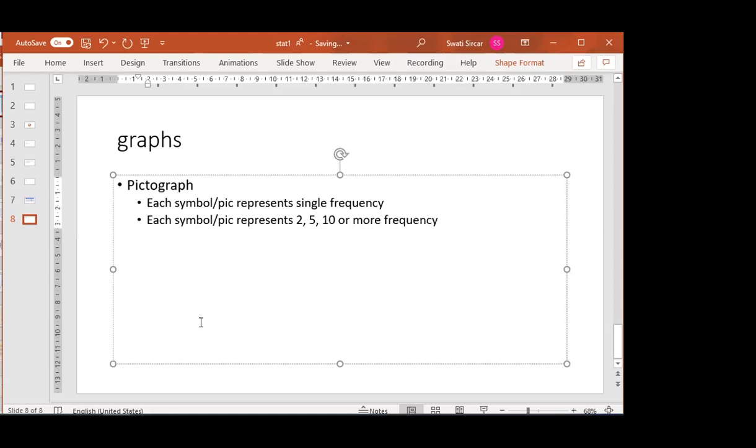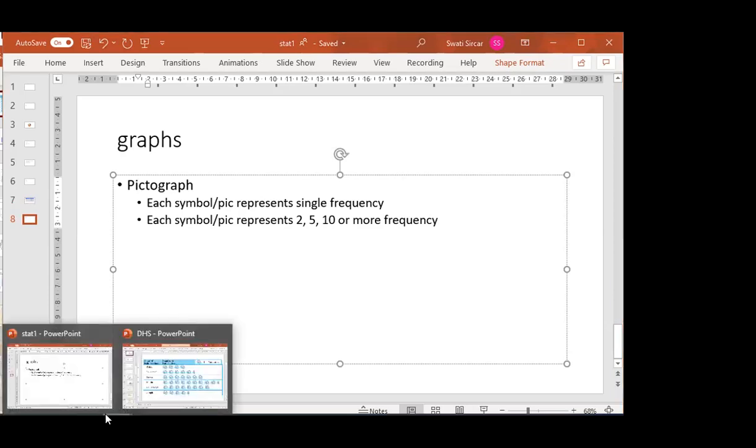So if you have a data value which has a frequency of 20, then you may have 4 smileys next to it. Okay, 4 symbols. So each symbol counts for 5 of the frequency. Now the disadvantage of this is, how do you distinguish between a frequency of 11 and a frequency of 12, right? Now, if you take a look at the NCERT textbook, let me see if I can dig that up for you.